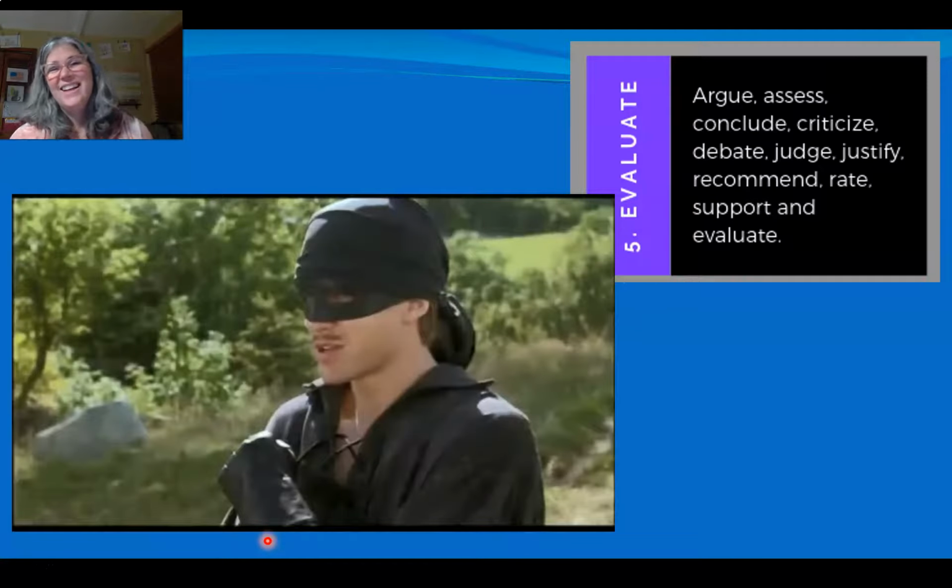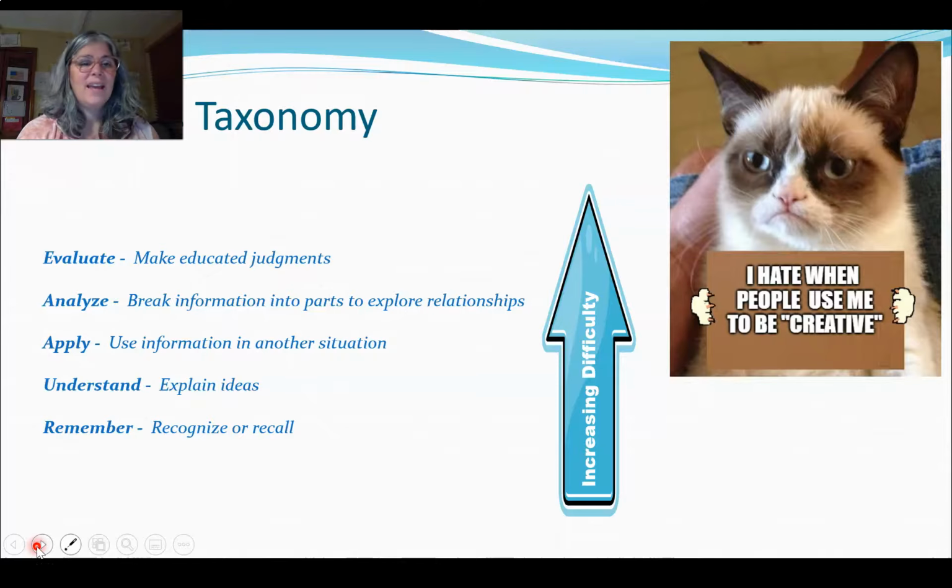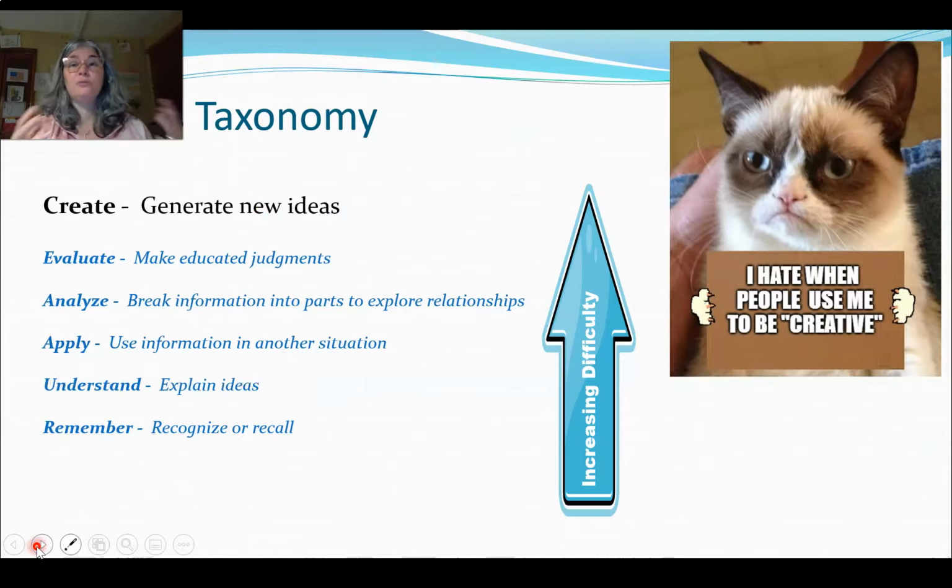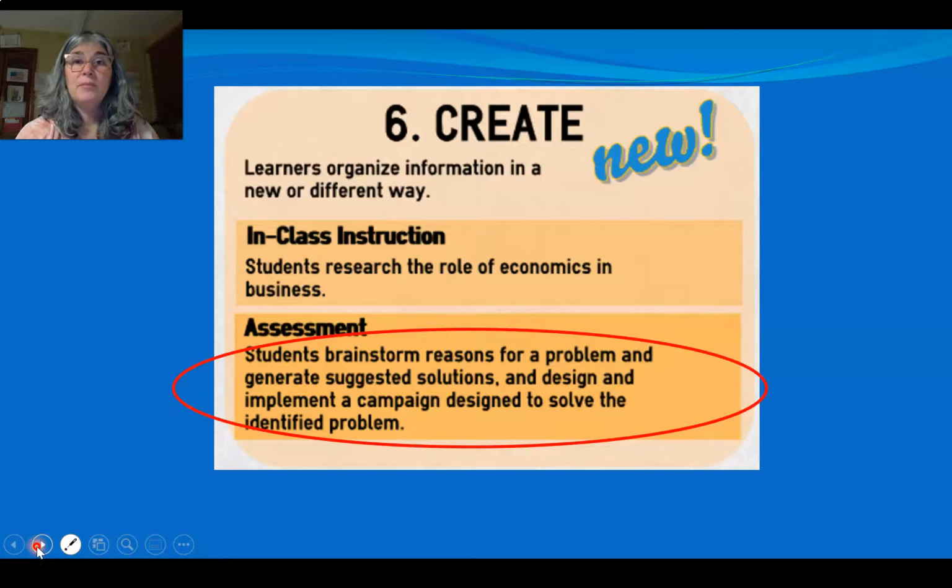Okay, so it's a silly example, but you can see he is definitely evaluating the situation. He is weighing it. He's trying to come up with a judgment or a decision. And our very last one is create, to come up with new ideas. I love this idea of this being the top of Bloom's pyramid. And so this is the idea.